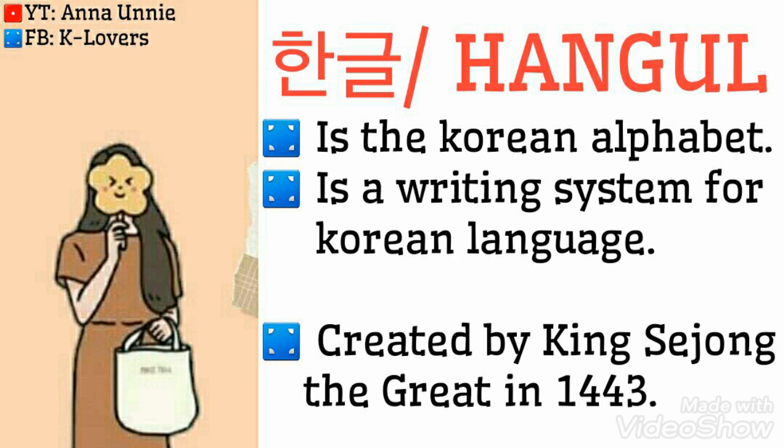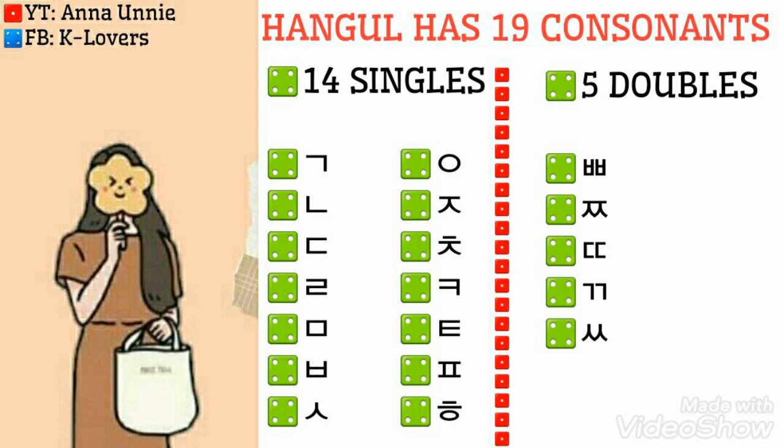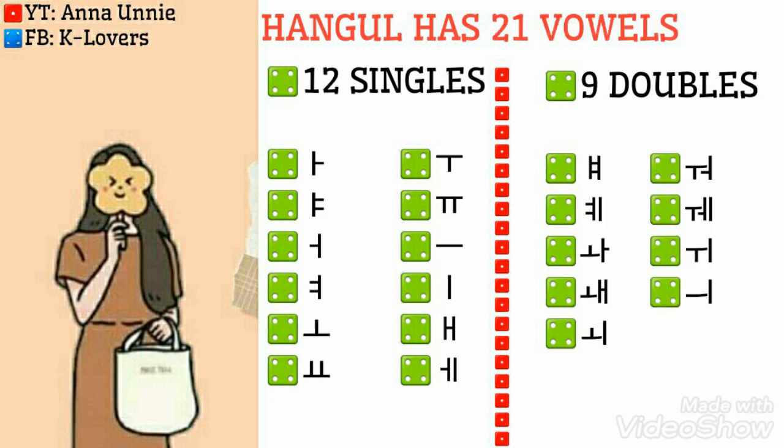Korean alphabet. Hangul is the Korean alphabet, or a writing system for the Korean language, created by King Sejong the Great in 1443. 한국어 is the Korean language, and the Korean language has 40 different figures, 19 consonants and 21 vowels. The 19 consonants consist of 14 single consonants and 5 double consonants. And the 21 vowels consist of 12 single vowels and 9 double vowels.